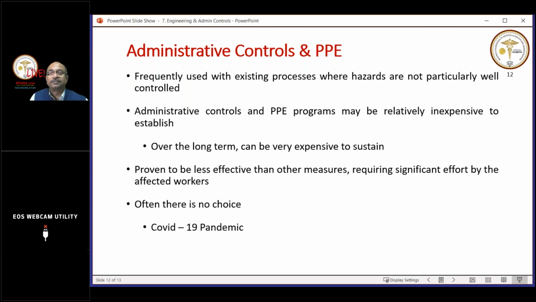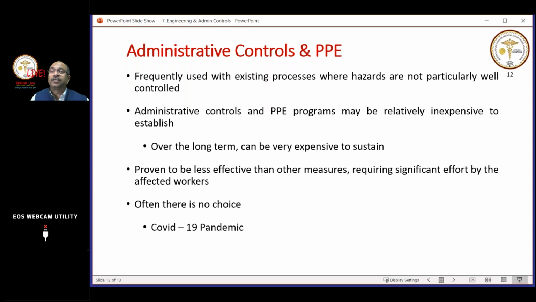Thinking that how does it matter if you have to provide extra masks or some number of gloves or caps or like that. But if it has to be applied across the board, then in the long term it can become a very expensive proposition. And therefore, other methods need to be considered. But yes, it is also to be understood that many times we may not have a choice at all.